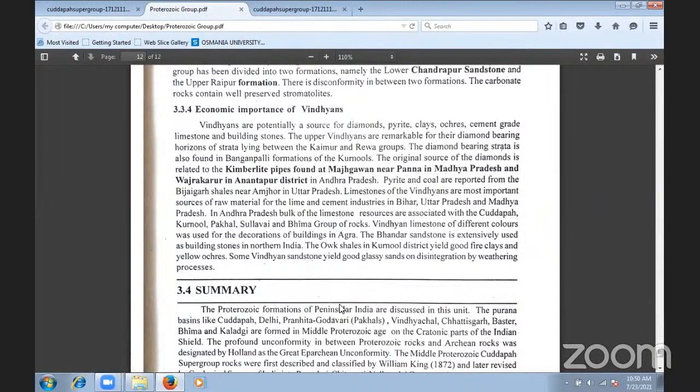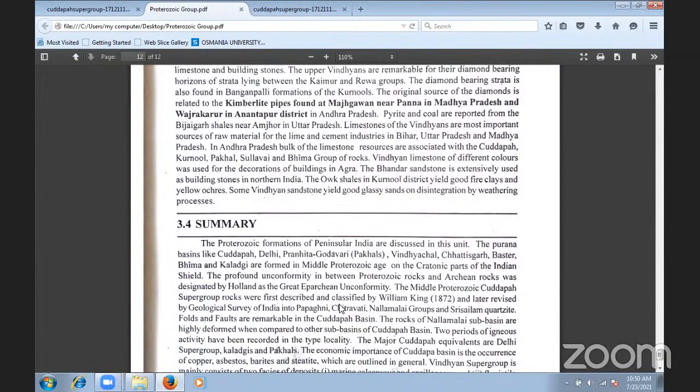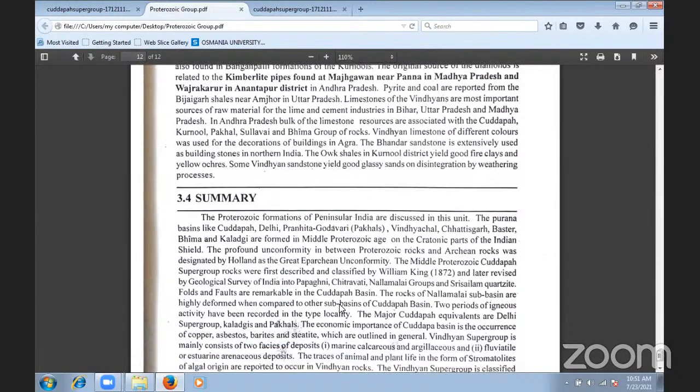We also have one more diamond-bearing pipe, which GSI scientists identified at Vajrakarur in Anantapur district, Andhra Pradesh. The Owk shales in Kurnool district give good fire clay and yellow ochres. Some Vindhyan sandstone yields good glass sand, which is disintegrated by weathering and other processes.